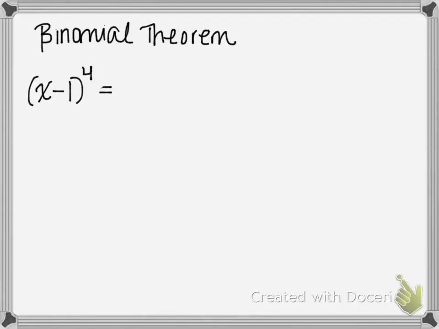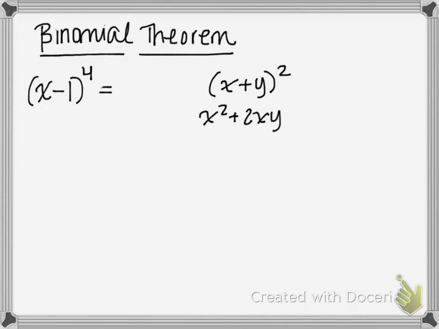Hello, this is a lesson on the binomial theorem, and this is about a binomial expansion. So you're familiar with binomial expansion all the way back in algebra. If I just had (x + y) squared, we could expand that through a method of FOIL, perhaps, and you get x squared plus 2xy plus y squared. So that's a binomial expansion.